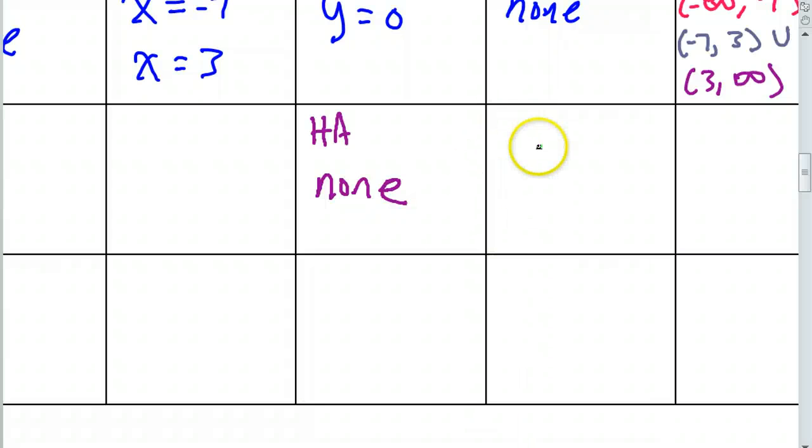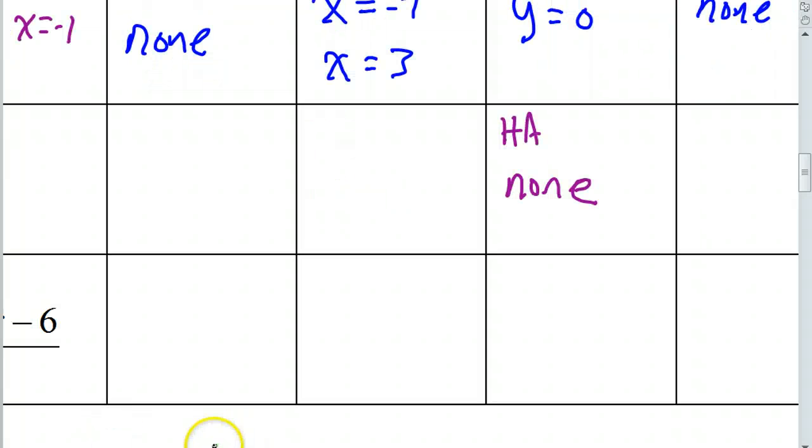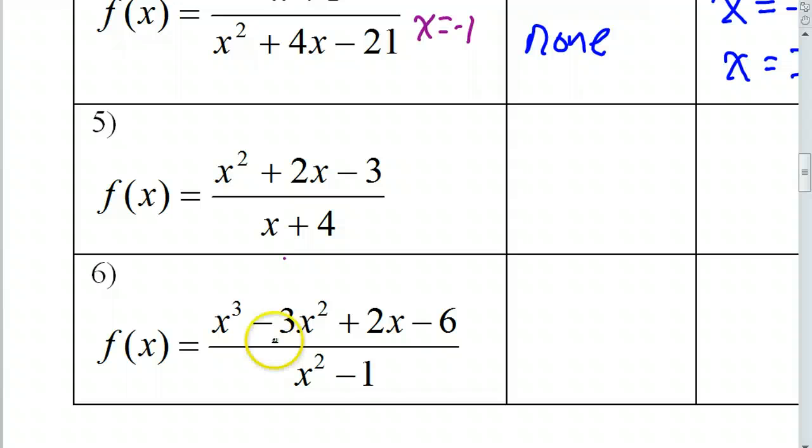But that means maybe we have a slant asymptote. When do we have a slant asymptote? When the degree of the numerator is 1 higher than the denominator. So that's what's happening right now. So yes, we will have a slant asymptote. If the degree of the numerator is 1 more than the denominator. Okay? So, I know there will be a slant asymptote.